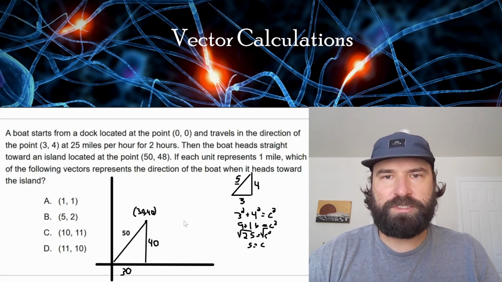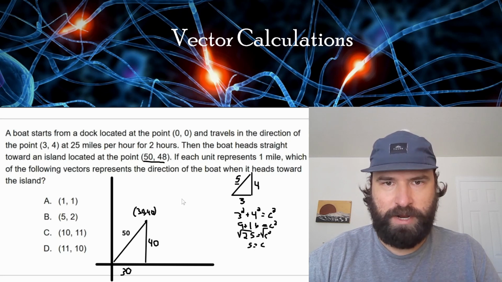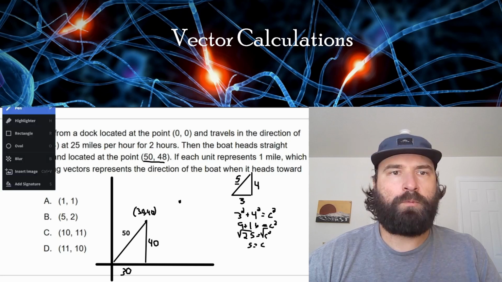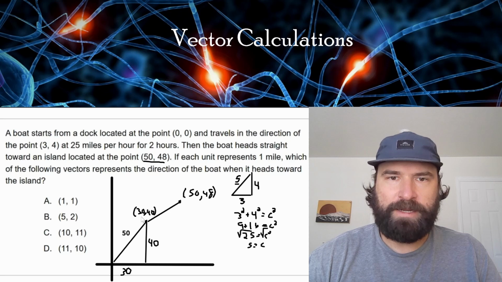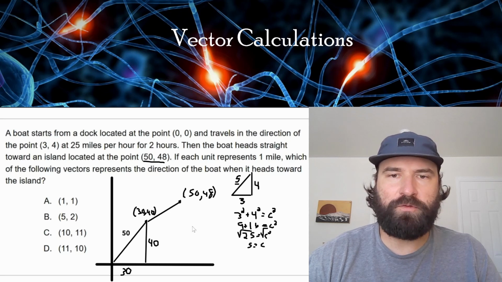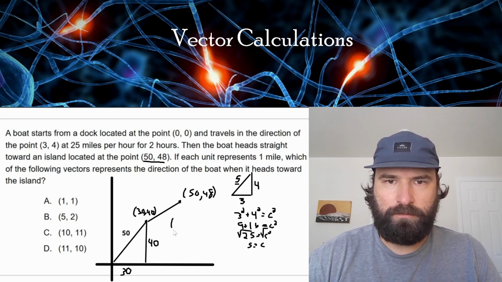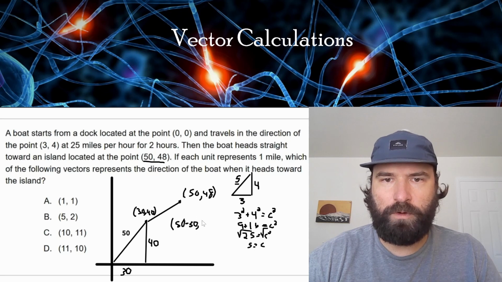And then we know we're going to some point (50, 48), which I can label on the graph right here maybe. And we're wondering about the direction of this vector right here. So the line between these 2 points. Well, since I know this point is (50, 48), I can just subtract the x's and subtract the y's to find the direction of the vector. So the direction of our vector would be the x's subtracted, so 50 minus 30. And the y's would be 48 minus 40. So we get 20 in the x direction and 8 in the y direction.